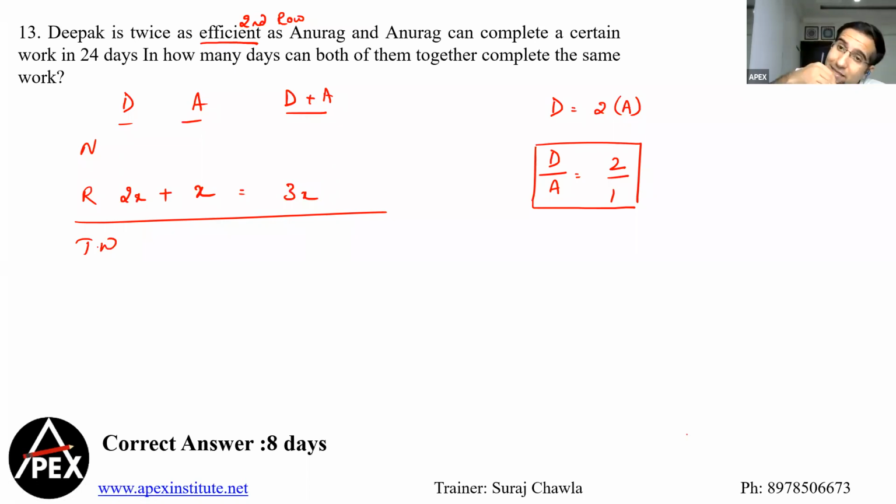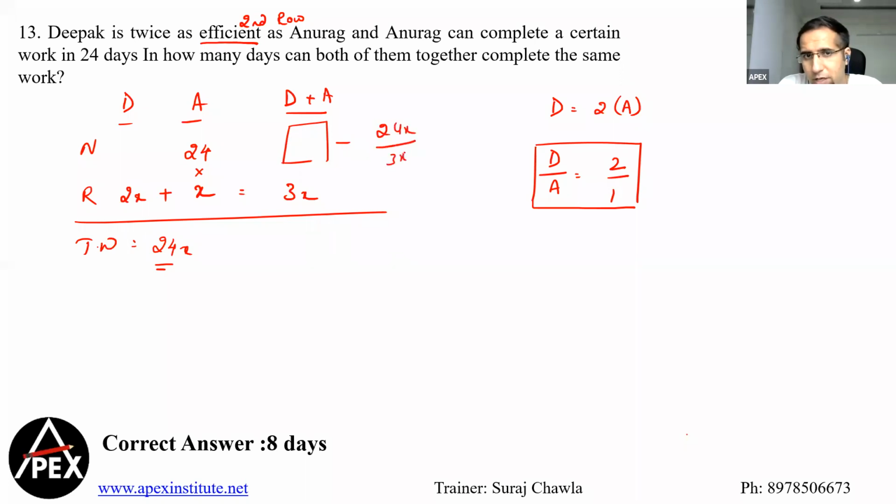So this question has given us a different start. Now it says Anurag alone can complete the work in 24 days. Now I know that N into R is equal to total work. So can I say my total work is equal to 24x units? If total work is equal to 24x units, the number of days taken by them is going to be 24x divided by 3x, which means the answer is going to be 8 days. Is this point clear with all of us, guys? Quick responses, please.